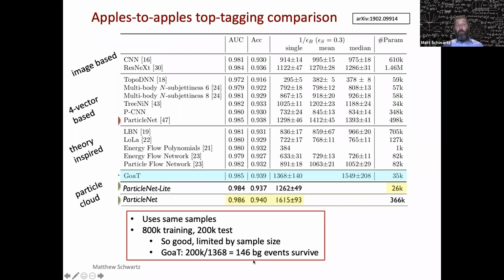So even though these are very large samples, we're still kind of sample limited because of the amazing efficiency of these algorithms. And again, compared to say the Hopkins top tagger, it would be around, I don't know, 2,000 background events surviving. So we're doing an order of magnitude better in rejection. These are extremely impressive numbers. And again, from someone who has worked on the traditional approach, this is really mind-boggling. They did things that we didn't think possible.